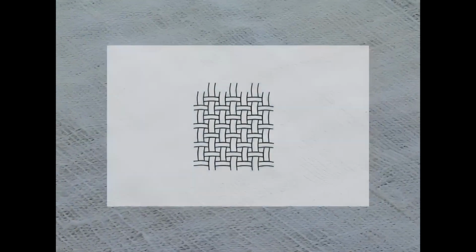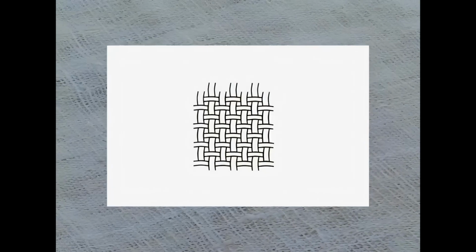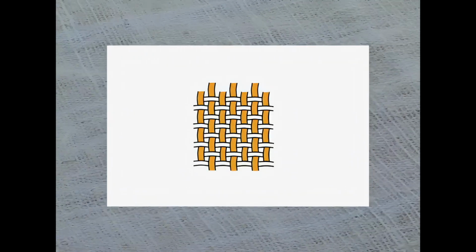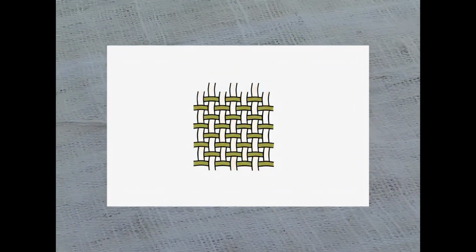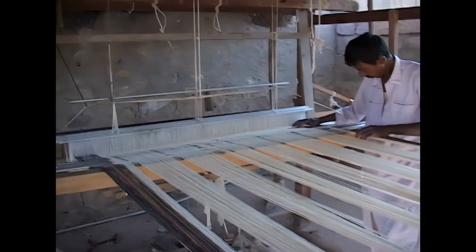Weaving is one of the oldest technologies known to humanity. It consists of the interlacing of two sets of fibers. One set, held under tension, is called the warp. The other, running perpendicular to the warp, is called the weft. To keep the warp threads under tension, a frame of some kind is used. The frame is known as a loom.